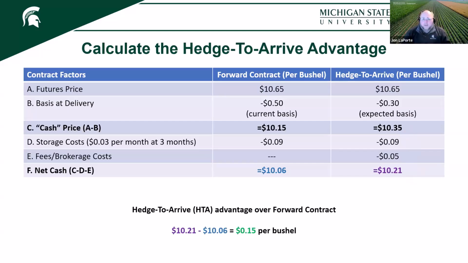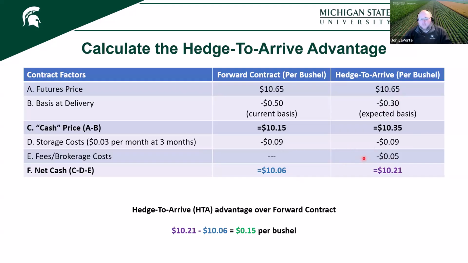Now, what's the risk? Well, that basis could not get stronger. It could either stay the same or it could get weaker. If it stays the same, in that case, the forward contract would ultimately be better because we have the same price at 10.06 if our basis is the same and our storage is the same.